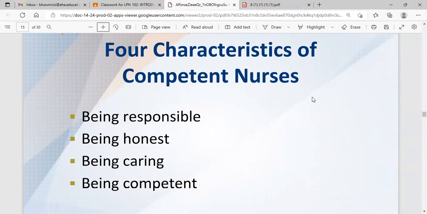What next? Next here, four characteristics of competent nurses. There are four characteristics: being responsible, being honest, being caring to your patient, and also being competent.